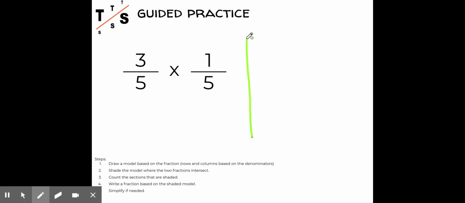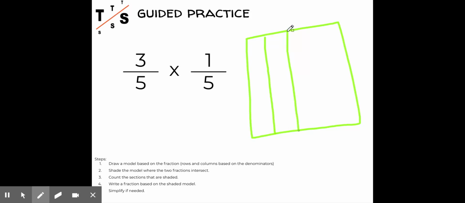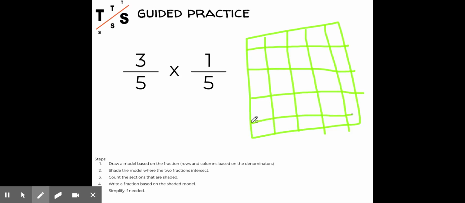For this model, I have the same denominator, so I'm going to have 5 columns, 1, 2, 3, 4, 5, and 5 rows, 1, 2, 3, 4, 5. I have 1/5 right here going across, and then I'm going to have 3/5, 1, 2, 3 going up. So that means I have 3 that are filled in.